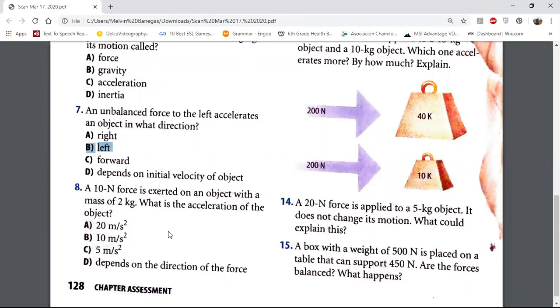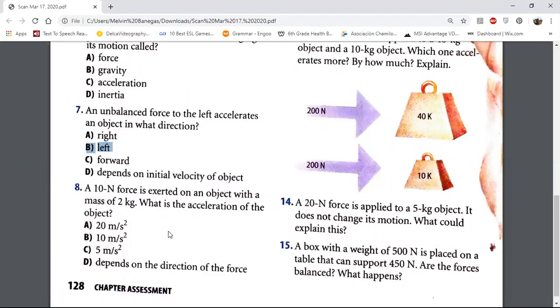Okay, so for that one, guys, we are going to use a formula on page. Let me go ahead and find it. There is a formula on page. Hold on, I'm trying to find the page.